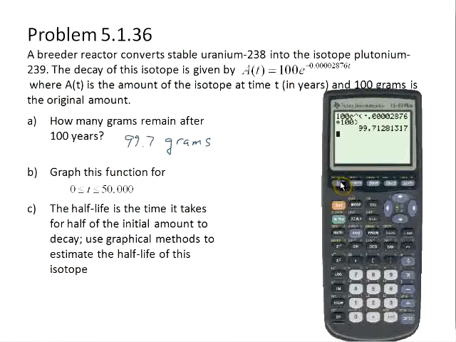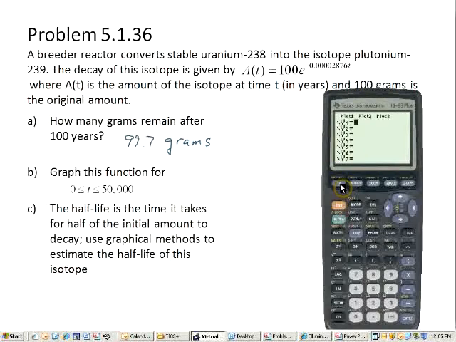For part B, we want to graph this function, so I'm going to go into the calculator and put in this function. So I'm going to have 100, then our exponential function e raised to negative 0.00002876, and we have to use x no matter what it says. I hit the wrong button here. I can't read my calculator very well on the screen here, so let's clear this out.